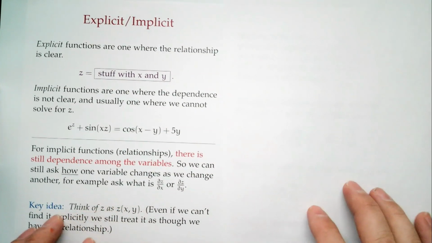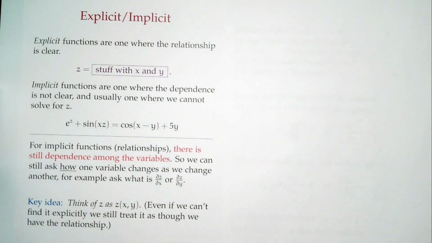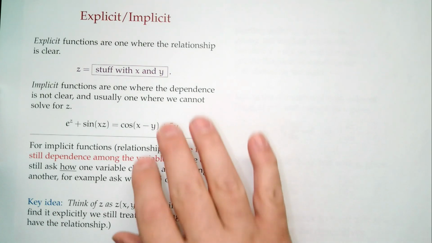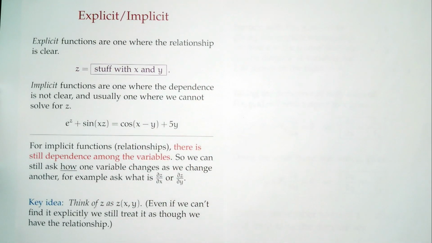So our last idea is, this is a big day, this idea of explicit versus implicit. Now, most of the times when we deal with functions so far, we've dealt with things which are explicit. And explicit means that if I have z equals something that involves x and y, it's like I'm given a recipe. You give me x and y, I do a bunch of manipulation with x and y, out comes my z. Very straightforward. Implicit relationships are ones where there's not a clear relationship.